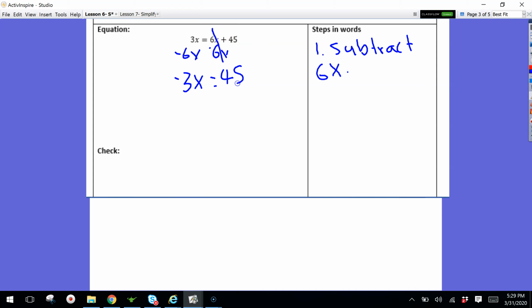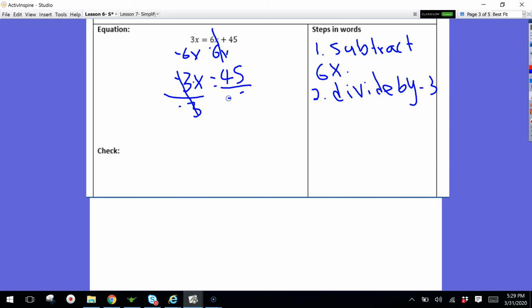Now I need to do inverse operations to get rid of the negative 3. What operation is being done to the negative 3 and the x? It's multiplication. How do we undo multiplication? We divide. So we're going to divide both sides by negative 3. I'm going to divide here, and this is going to cancel.